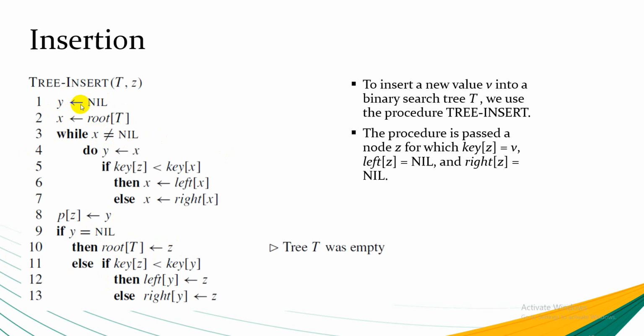In this case, we'll have Y equal to null and X equal to root T, and root T is null. Then we'll just put root T equal to Z. If the tree is not null, so there is a root, there are elements, then in this case we will again check, because we need to know whether Z should be at the right or at the left of Y. So if key of Z is less than key of Y, then left of Y is equal to Z. Otherwise we'll put Z in right of Y.